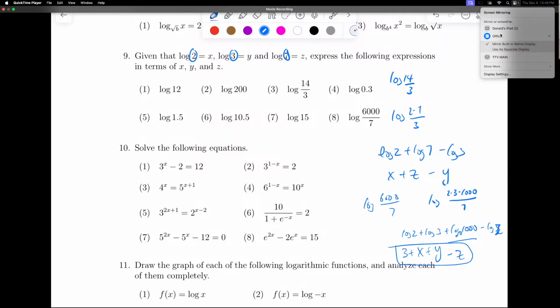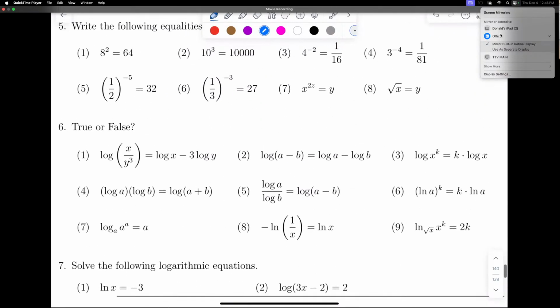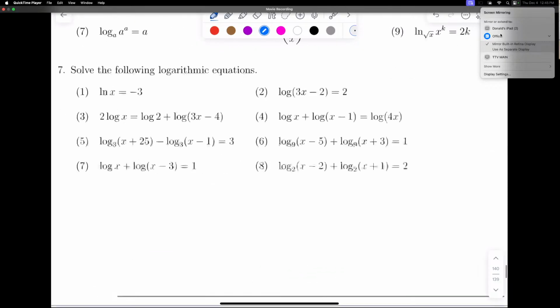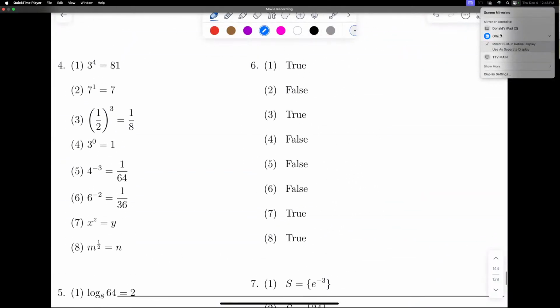Next question. Yes. Why is 6.3 false? 6.3. Yeah, can we just go over all of them? Okay. I'll give you the answers for true and false first. So number 6, the answers are right here. True, false, true, false, false, false, true, true.